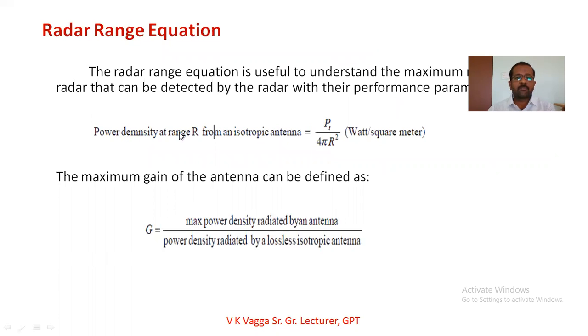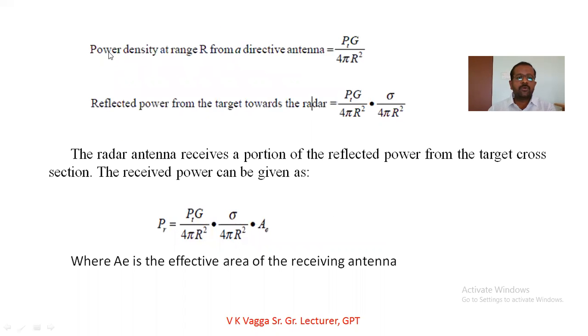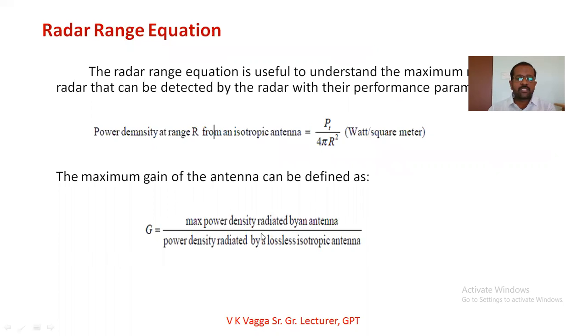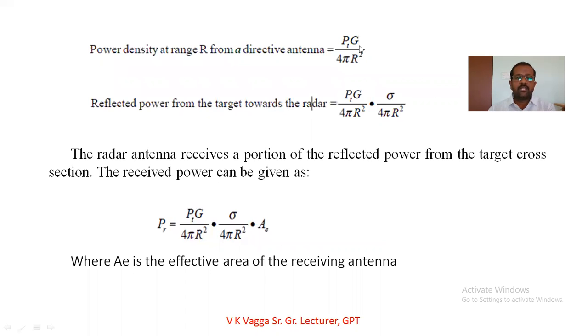It is the power density of the isotropic antenna, and if it is multiplied with the gain G, it gives you the power density at the range from a directive antenna. The earlier two equations get multiplied here. It is PT into G divided by 4 pi R square. PT into G divided by 4 pi R square. Okay, this is about the transmission.